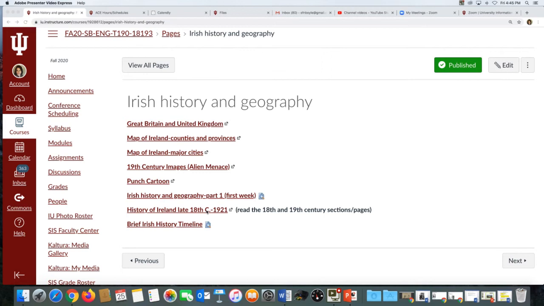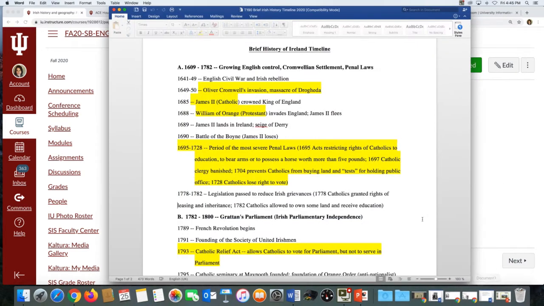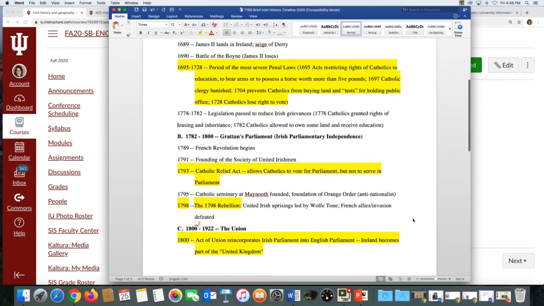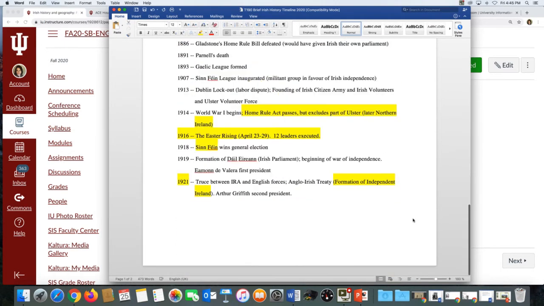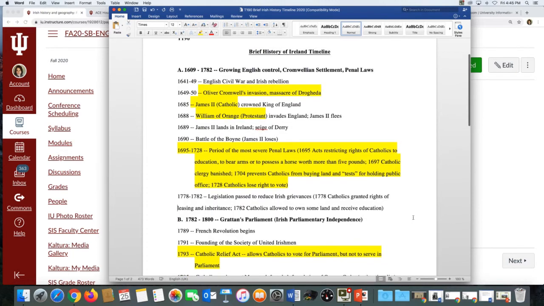I would highly recommend too that you print off this brief Irish history timeline. I've highlighted the major things that you need to know and that I'm going to go over in more detail here throughout the lecture. And this will also help you as you study for the quiz.